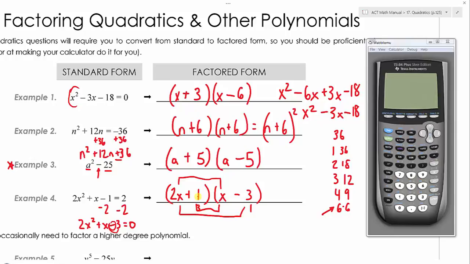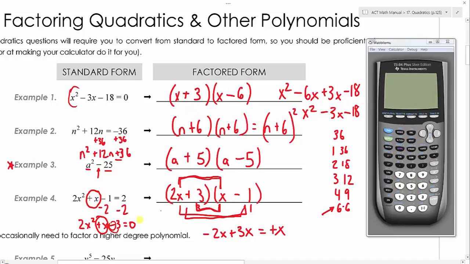Let me do a little bit of erasing here, and let me put the 1 and the 3 in different positions. Let me put the 3 here and the 1 here, and let me see what happens. So now I have 2x squared, then I have negative 2x plus 3x. Well, negative 2x plus 3x is going to give me the positive x, which is exactly what I have here in the middle. So 2x plus 3 times x minus 1, that's going to be my factored quadratic.